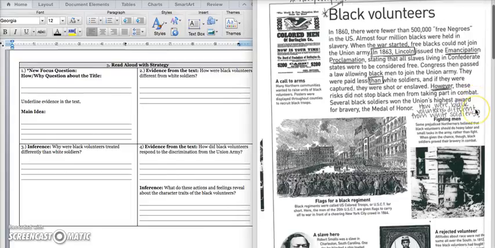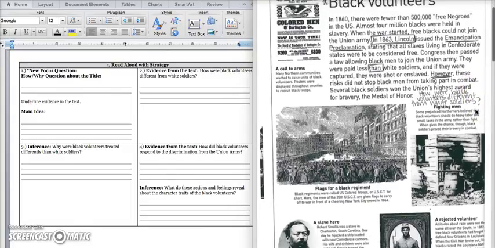However, these risks did not stop black men from taking part in combat. That's like fighting with guns and cannons. Several black soldiers won the Union's highest award for bravery, the Medal of Honor.